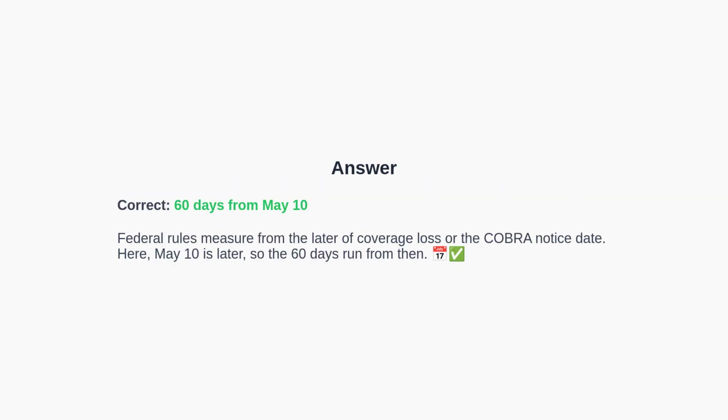The correct answer is 60 days from May 10th. Under federal rules, the election period is measured from the later of the date coverage is lost or the date you receive the COBRA election notice. In this case, the later date is May 10th, so the 60 days are counted from that date.